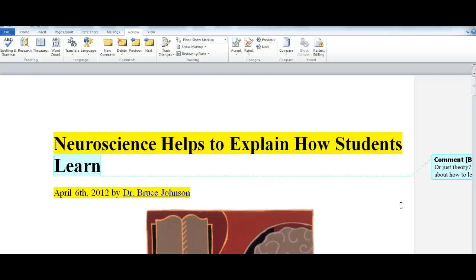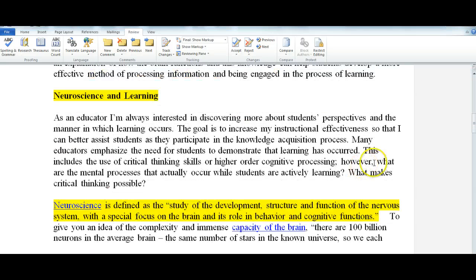What that means is I've read a section. Let's say I've read this section on neuroscience and learning. I'll just read it like it's a section right here. As an educator, I'm always interested in discovering more about students' perspectives and the manner in which learning occurs. The goal is to increase my instructional effectiveness so that I can better assist students as they participate in the knowledge acquisition process. Many educators emphasize the need for students to demonstrate that learning has occurred. This includes the use of critical thinking skills or higher order cognitive processing. However, what are the mental processes that actually occur while students are actively learning? What makes critical thinking possible? So this is an introduction. So I read it.